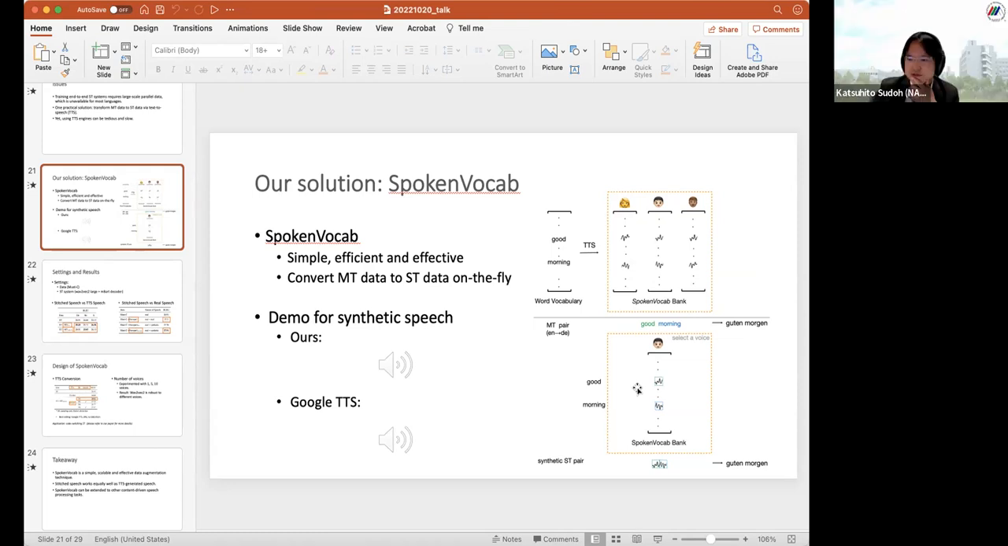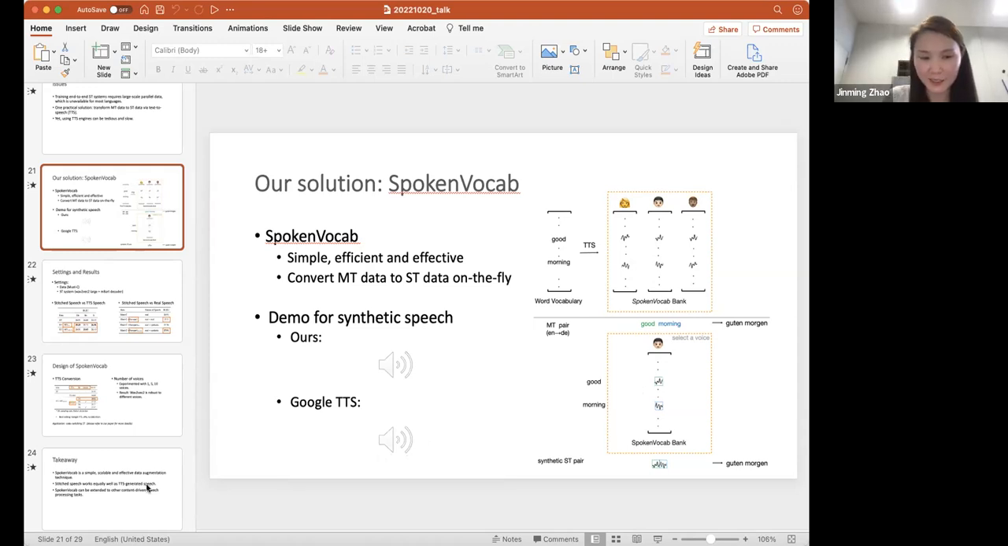Okay, my last question is about the application to the ASR. So this seems like the forward translation and data augmentation in machine translation. So usually it's not guaranteed to work effectively in machine translation. So what do you think about the application to ASR?